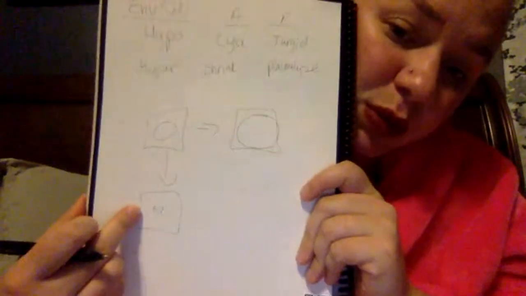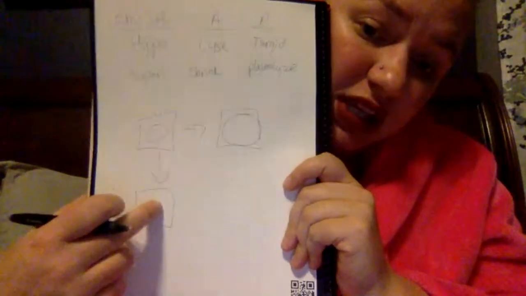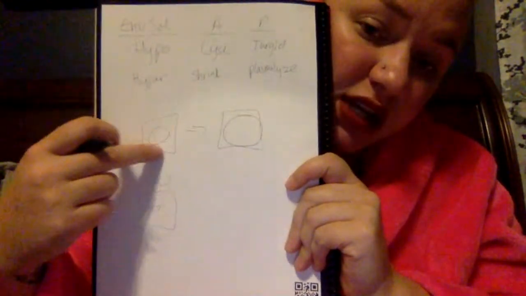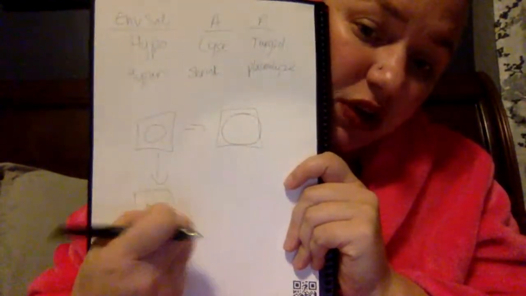Or that same cell will shrink if we put it in salt water. Because now the cell, or not shrink, but plasmolyze, because now that cell membrane tears away from the cell wall. As that vacuole has less and less water, eventually it pulls the entire cell membrane in.